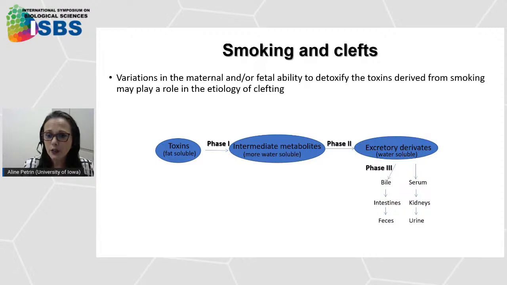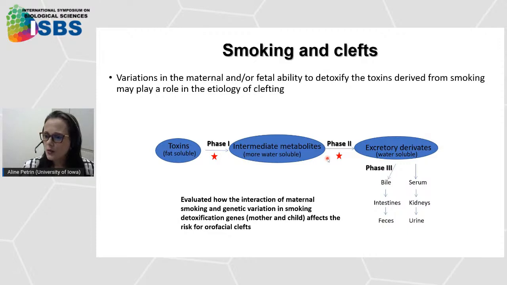In effect, the maternal smoking may be modified by genes involved in the biotransformation of toxic compounds derived from tobacco. So again, the toxins from smoking are broken down in a very simple way into intermediate metabolites and then into water soluble forms for excretion. And mutations that change either phase one or phase two of this metabolism will also change the way that person metabolizes and controls them.